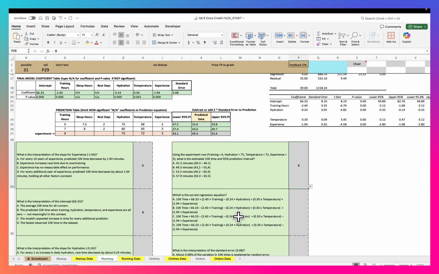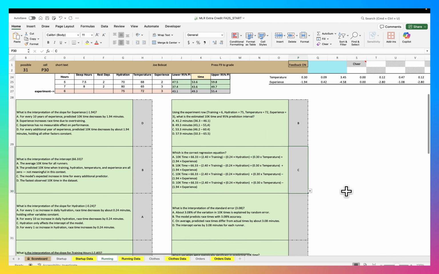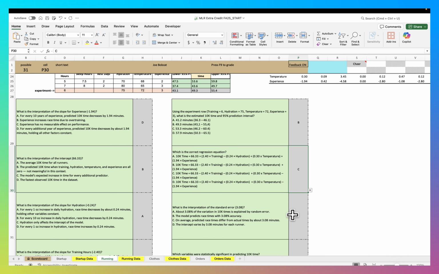Negative on hydration. That's good too. Positive on temperature. That's good. But notice that this one has a plus on experience, but experience was negative also. So it has to be C because C has experience as a negative. In other words, experience reduces your race time. What's the interpretation of the standard error? On average, predicted race times differ from actual by 3.08 minutes.